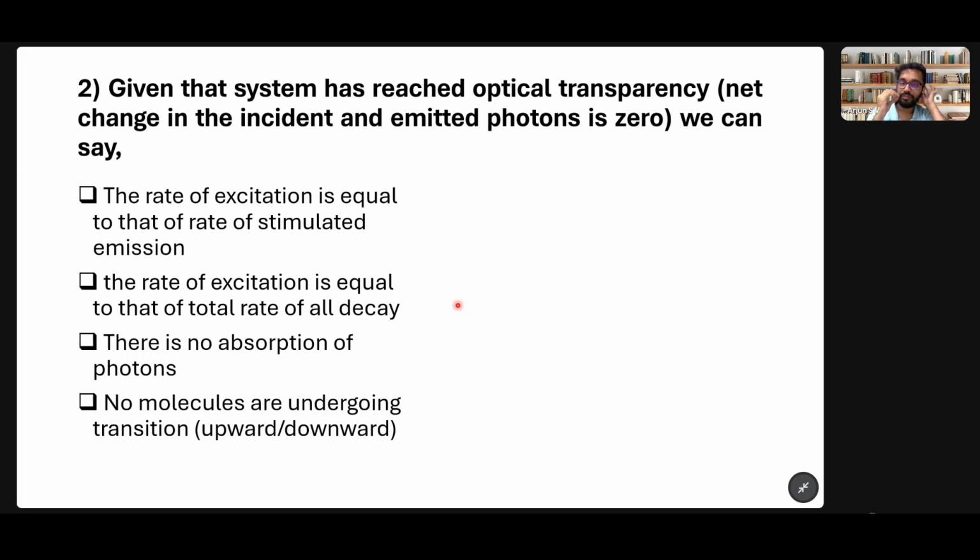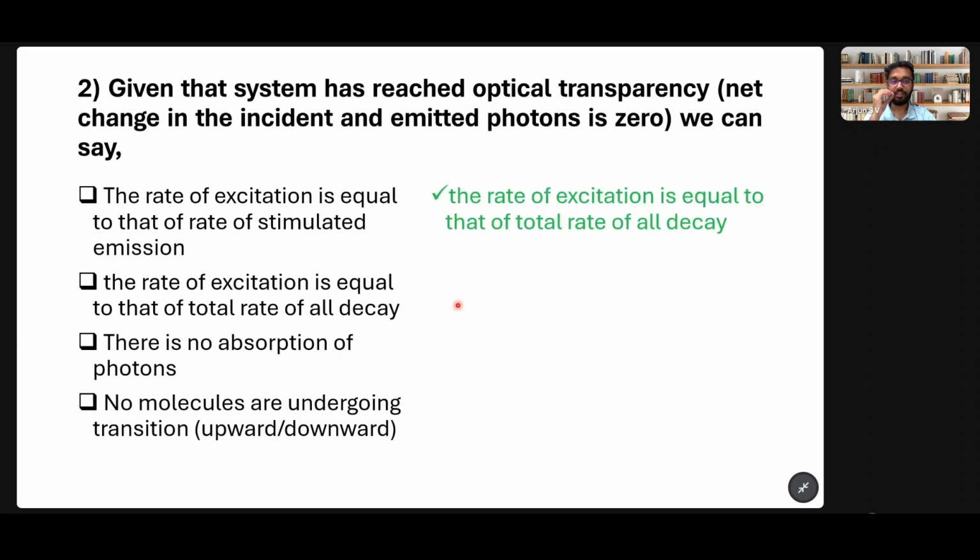and the rate of excitation is equal to that of total rate of decay. There is no absorption of photons, and no molecules are undergoing transition. So out of these options, the correct option is B. That is, the rate of excitation is equal to that of total rate of all decay.